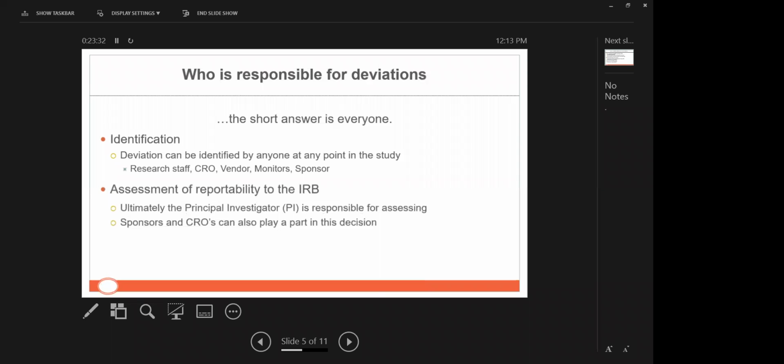Once a deviation is identified, you have to assess its reportability to the IRB. Is it considered minor or major? Ultimately, the IRBs leave it up to the PI as the responsible party for assessing reportability of the deviation. If you do have a deviation, make sure it's discussed with your principal investigator, and that the discussion is documented, including the outcome of the decision.